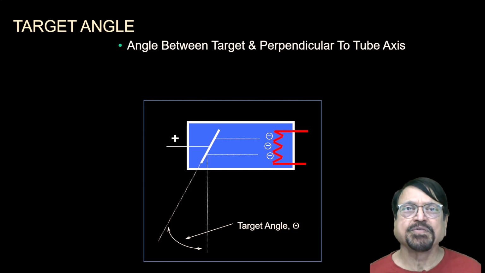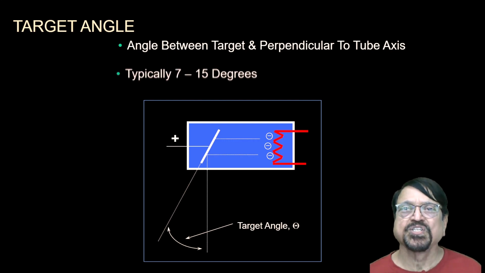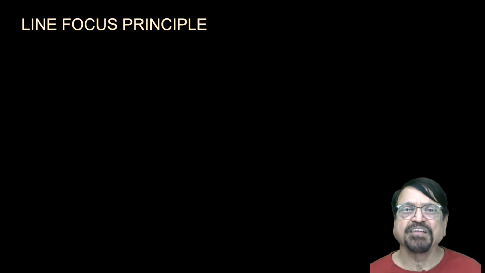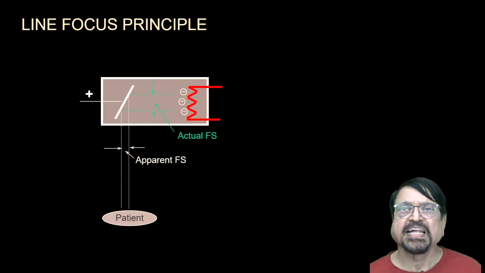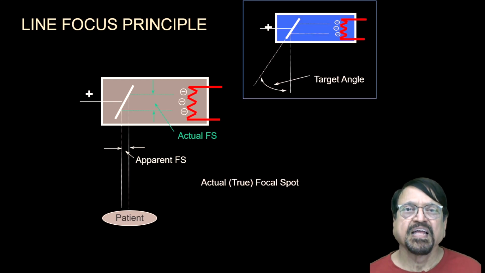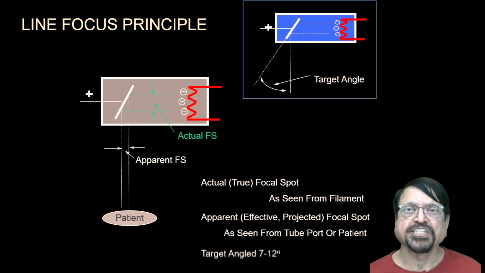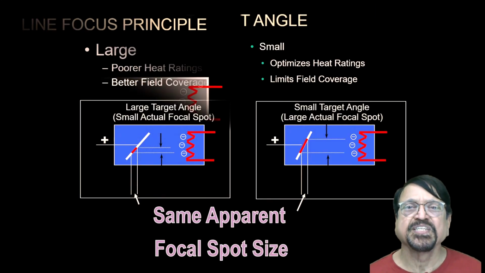Now target angle is the angle between the target and the perpendicular to the tube axis. Typically it is 7 to 15 degrees to get the best results, but from machine to machine they differ. Again here we are showing the line focus principle, that is the actual true focal spot, how it differs. Here we are showing you with the help of a diagram. Now the actual focal spot as seen from the filament, and the apparent effective projection of the focal spot as seen from the tube port of the patient. It is between 7 to 12 degrees.